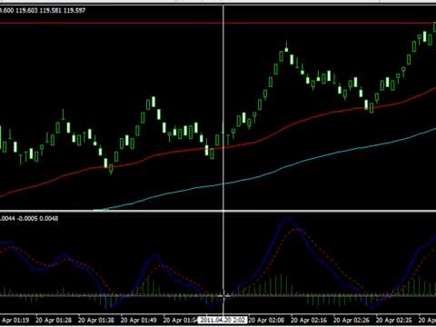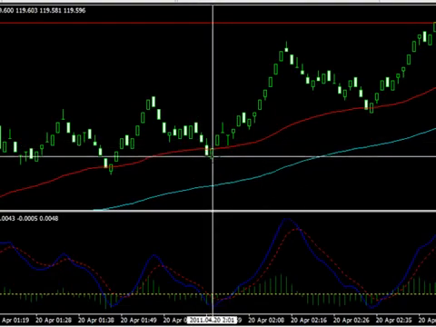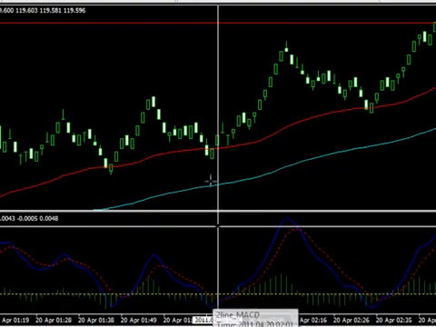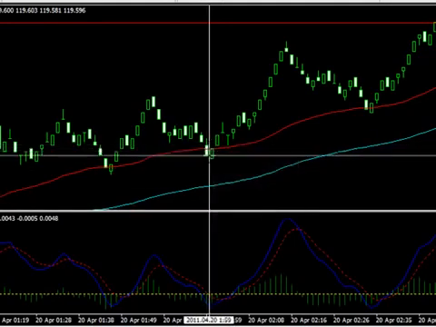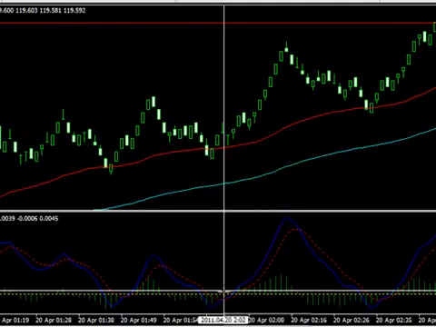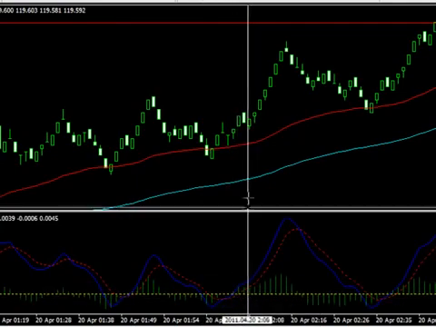And again, another setup shortly after that. Comes down into the 50, bounces off, we get a cross. These two things have to happen at the same time. So it comes into the 50, great. And then we look to the MACD. Is it below the 0 line? Yes. Has it crossed? Yes. Now we can go long.